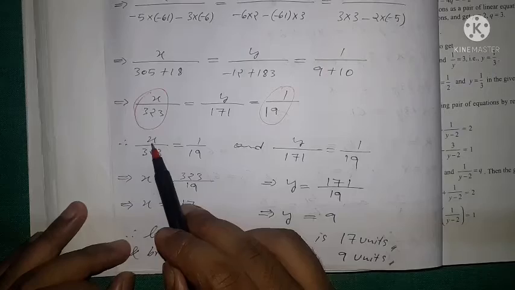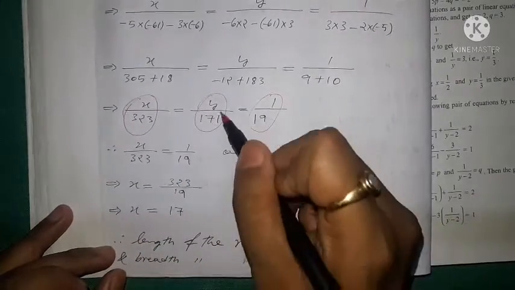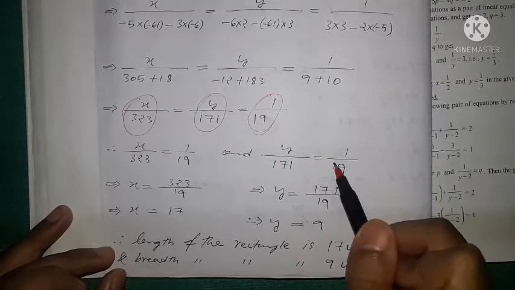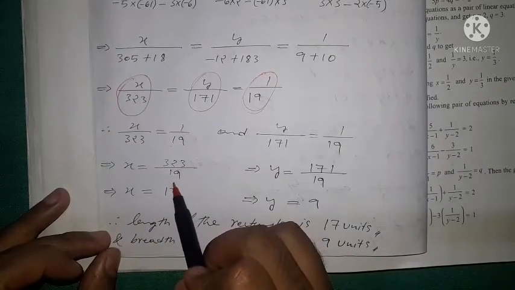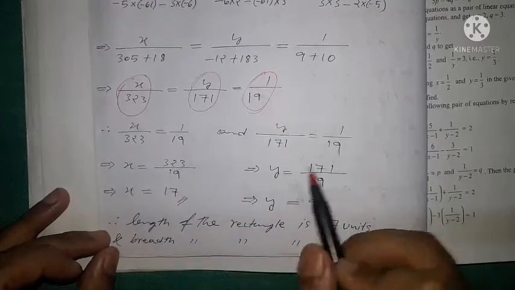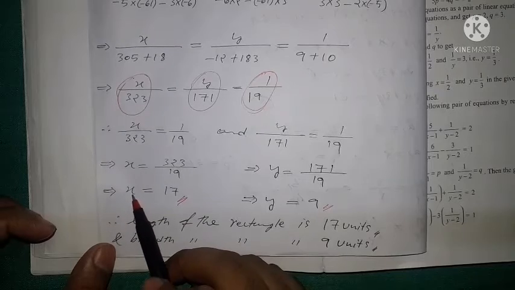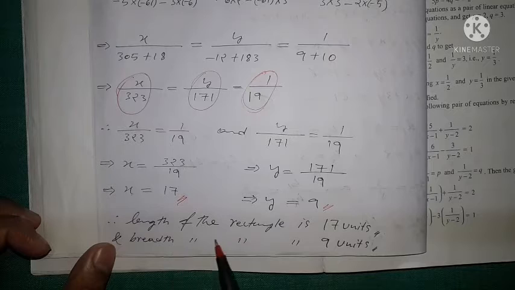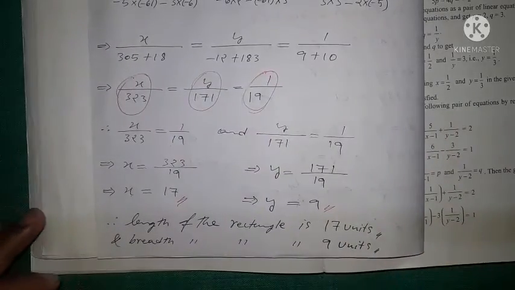So we can write x by 323 is equal to 1 by 19, and y by 171 is equal to 1 by 19. So therefore the value of x is 323 by 19, which is 17, and y is 171 by 19, which is 9. So this is the length and this is the breadth. Therefore the length of the rectangle is 17 units and the breadth of the rectangle is 9 units. So that's all for today. The remaining we will discuss in the next class. Thank you.